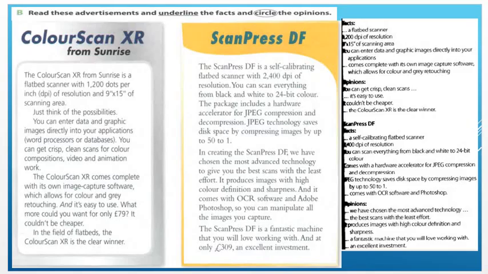Here we have two passages. In these two passages, what you do is to underline the facts and circle the opinions. Read the text and find the facts and opinions in these two texts. Please remember to circle the opinions and underline the facts. If you can't find them, here is the answer key.